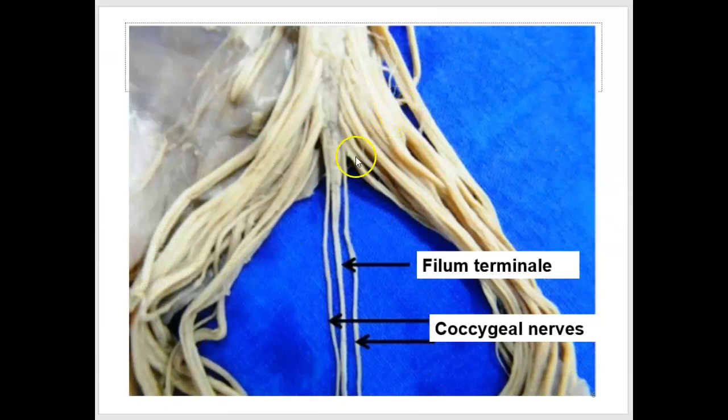So this is again from a cadaver, and the cauda equina nerves have been separated out. And this is the conus, well, I guess really this is the conus medullaris, and the filum terminale is in the center. It would go to the coccyx bone. And then the two structures on either side of the filum terminale they've left in place, those are the coccygeal nerves.